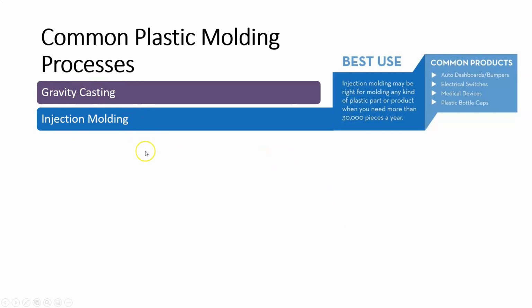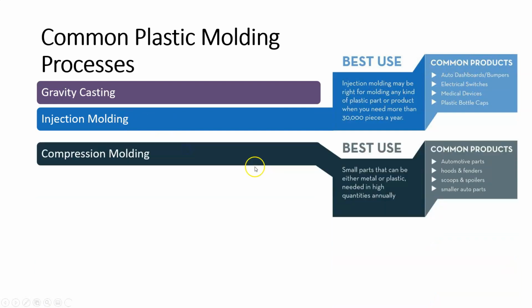The second one is injection molding. This is by far the most common plastic casting method. It's also the most common production method in the world. We can just make so many parts so quickly and easily with injection molding, and we'll talk about this later in this presentation. So there's a lot of uses for injection molding. A lot of products are made using the injection molding technique.